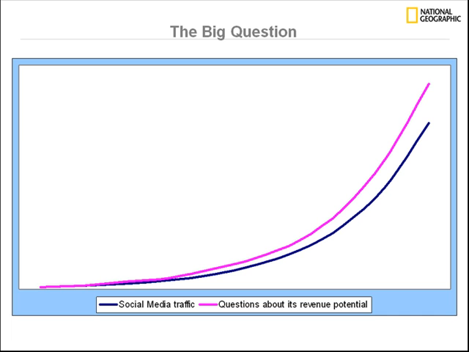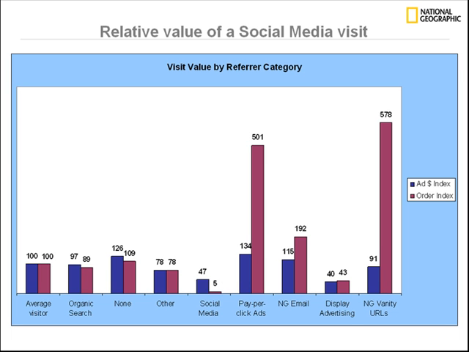And, of course, the big question. As traffic from social media is increasing, we get more and more questions about revenue potential, and is this making us money, these big spikes that we're getting. And we've been able to come close to answering that. So this particular slide here, the column on the left shows that an average visitor to our site and their average propensity to, say, order either something from our online store or a subscription online, or their value to us in terms of ad impressions.